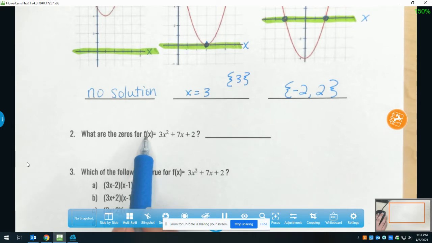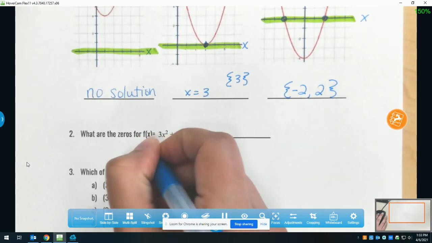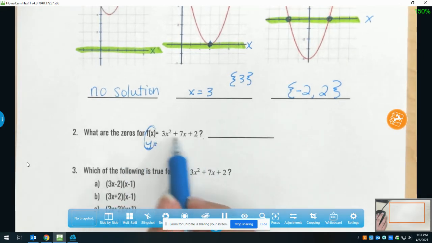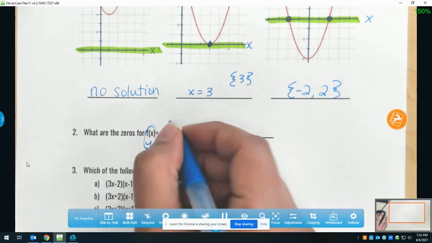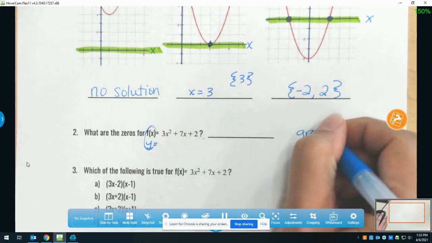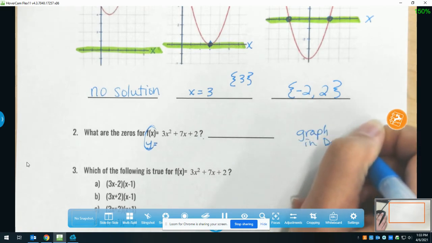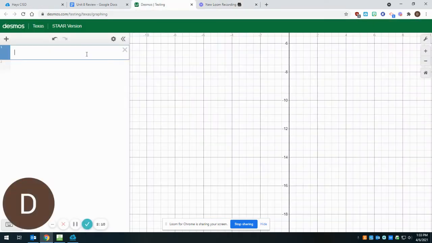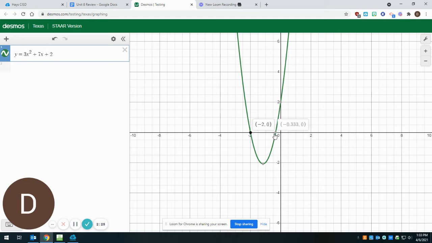Now, what are the zeros for f of x? Remember, f of x is just another way of saying y. So the zeros for this equation. When you don't have a picture provided, we want to go ahead and graph in Desmos. Okay, so we're going to check the graph in Desmos. And so clicking over, we have here y equals 3x squared plus 7x plus 2. And so hitting that home screen, we can see that our graph crosses the x-axis in these two places.